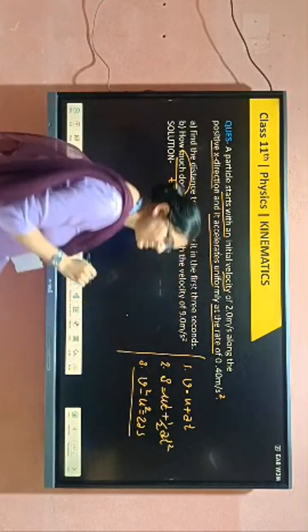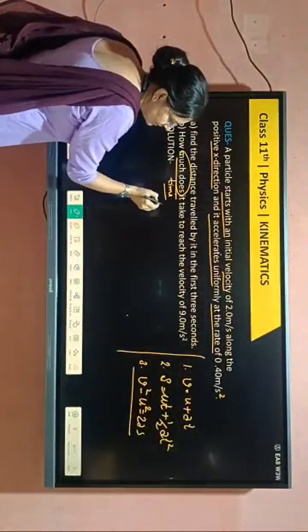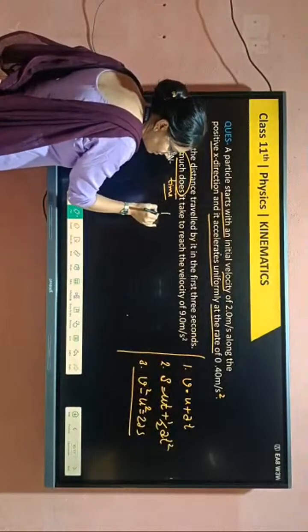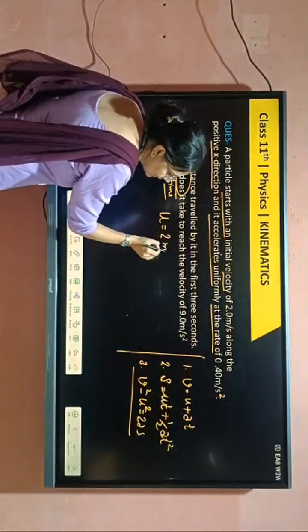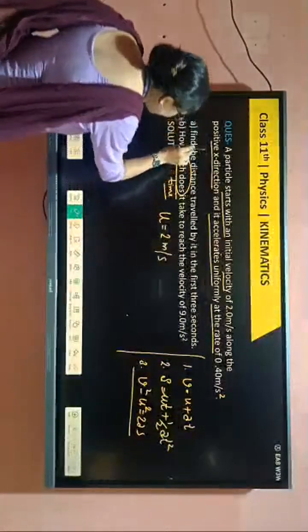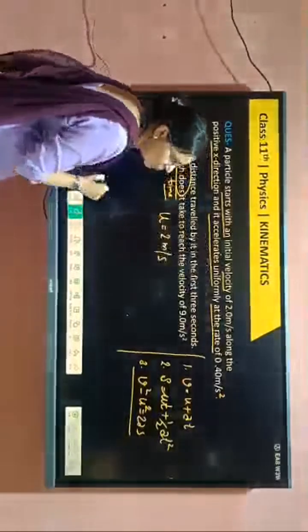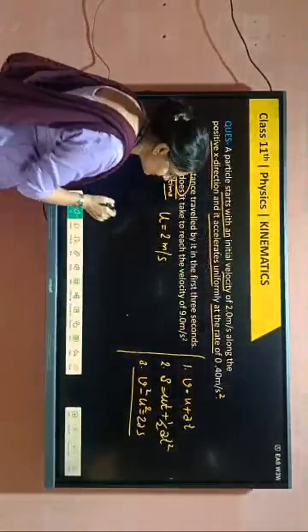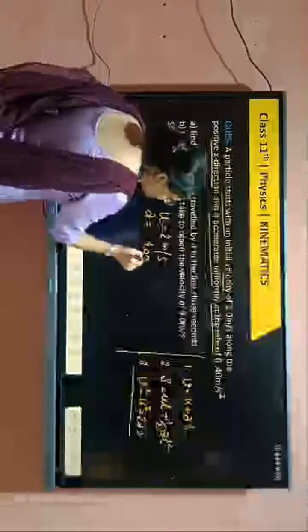Out of these three equations, which one can we use here? First write the given terms. Here the initial velocity is given, so u we can write as 2 meter per second. Along the x direction, it accelerates uniformly at the rate of 0.40 meter per second square. So a we can write as 0.40 meter per second square.